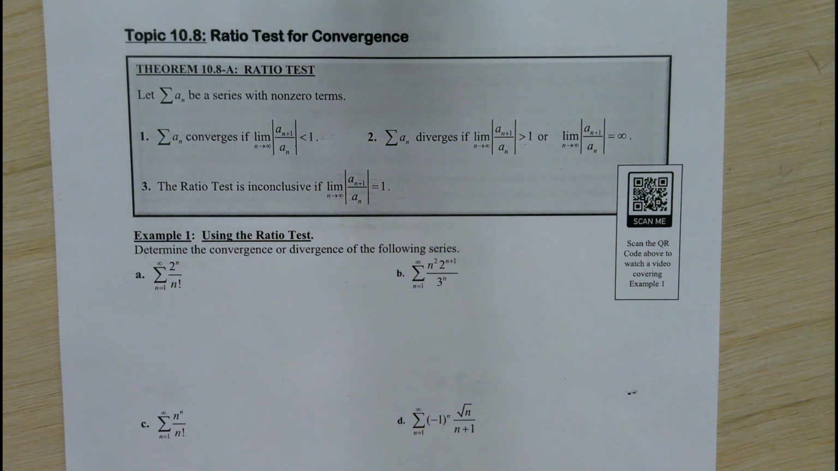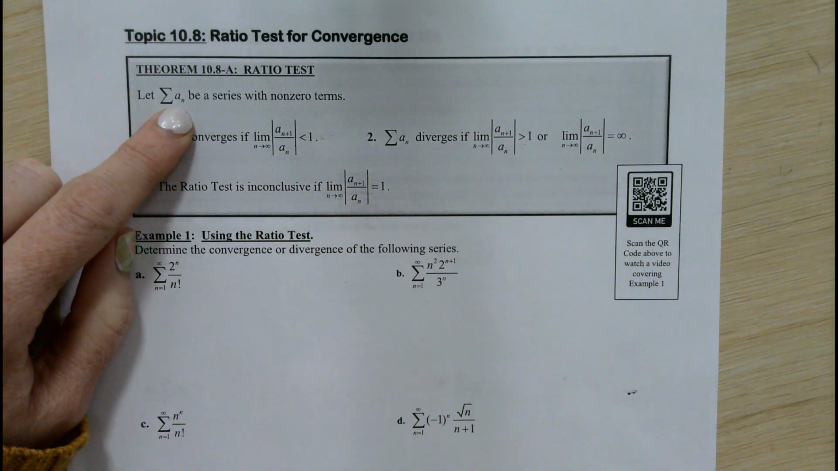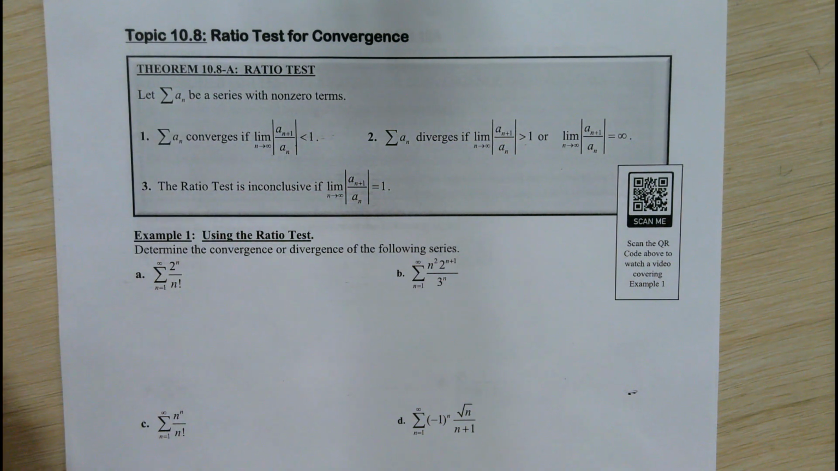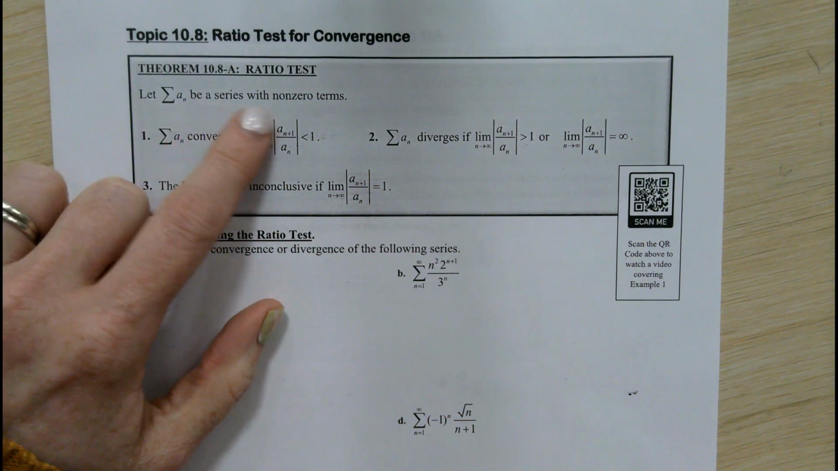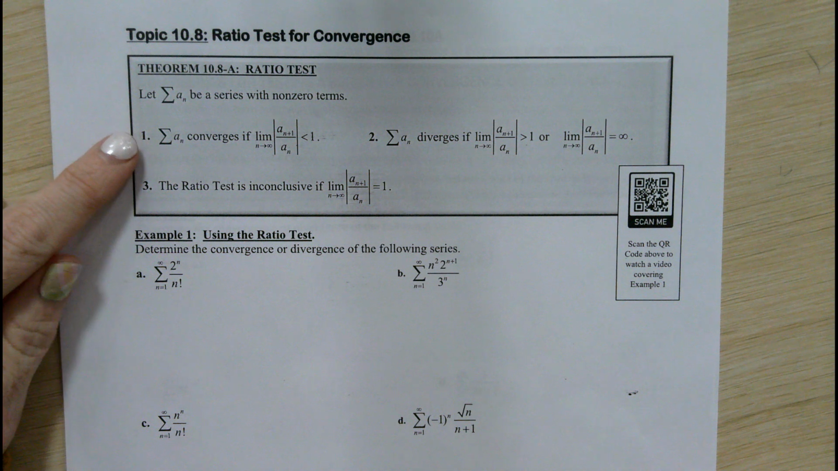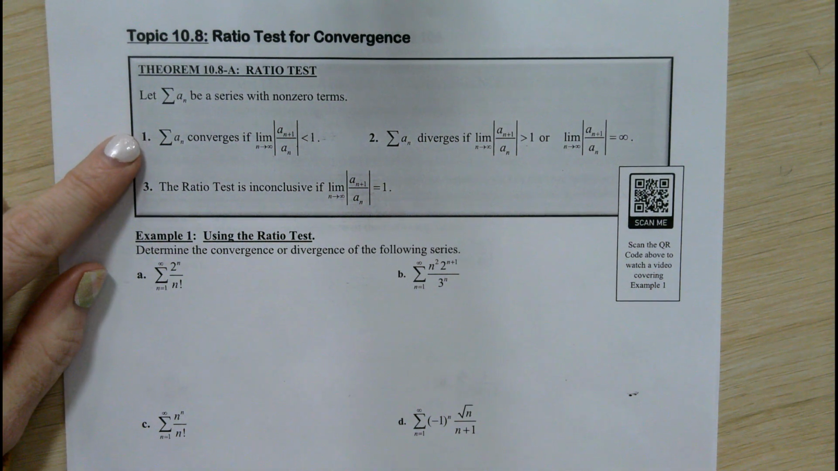All right, so first things first, with the ratio test, we are going to be looking at a series. It doesn't need to be an alternating series like our last topic, so just any series is fine, but it does need to be a series that has non-zero terms. That happens to be important because we're going to do division, and if the series has zero terms when you divide, you run the risk of dividing by zero, which we don't want to do. We have three different conclusions that can happen with the ratio test.